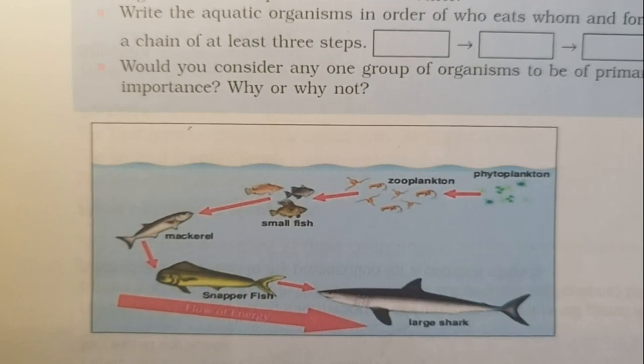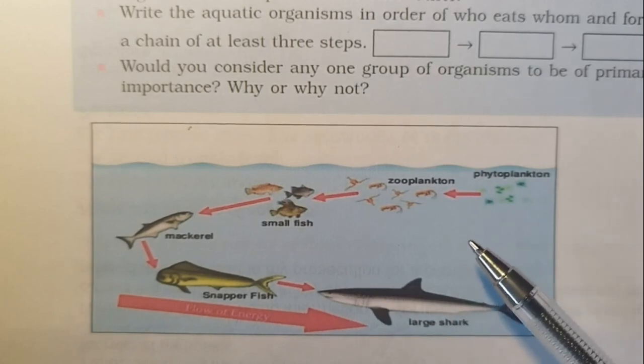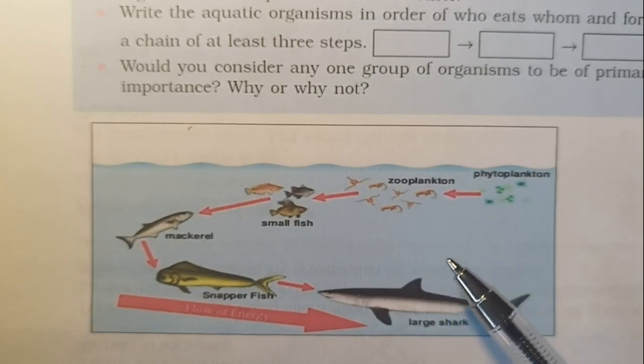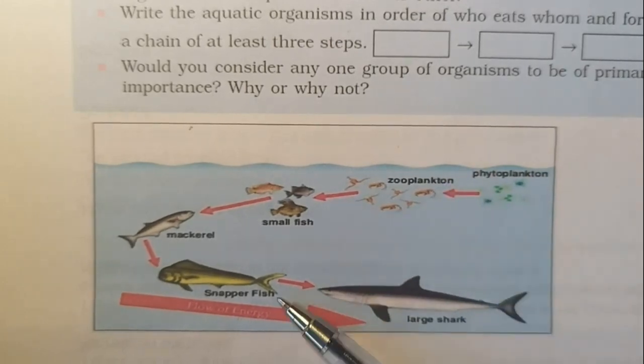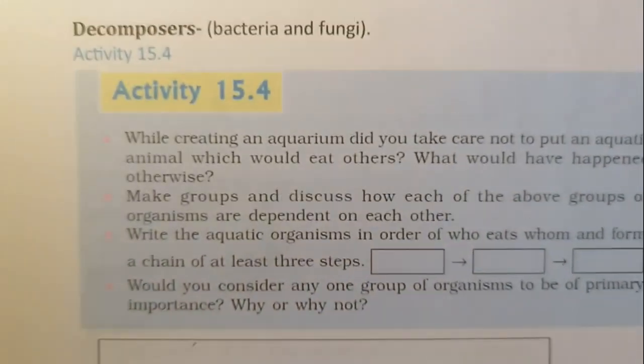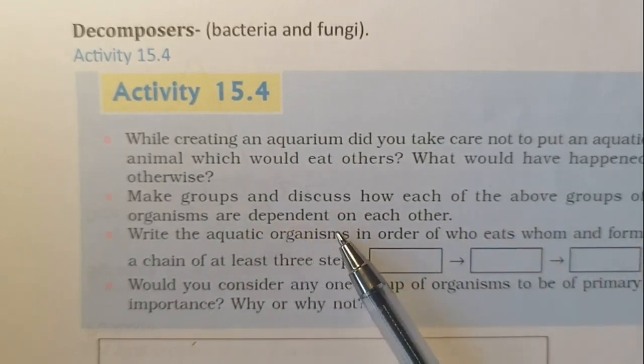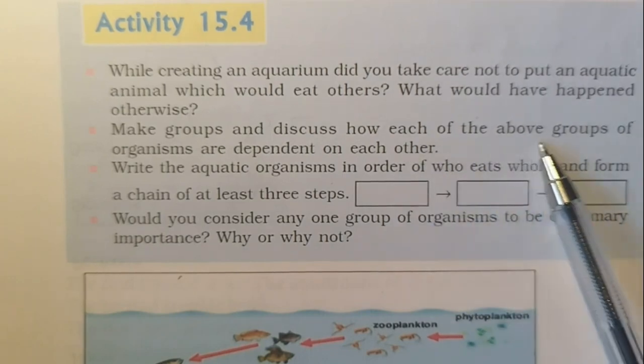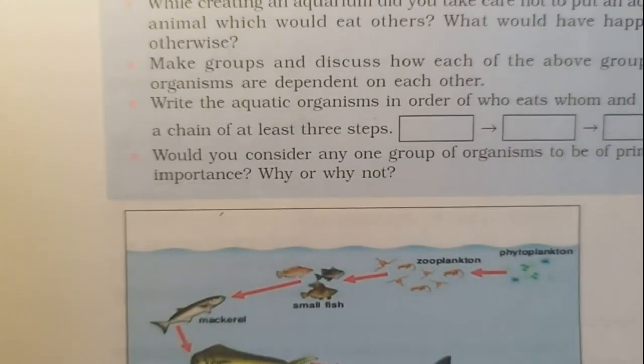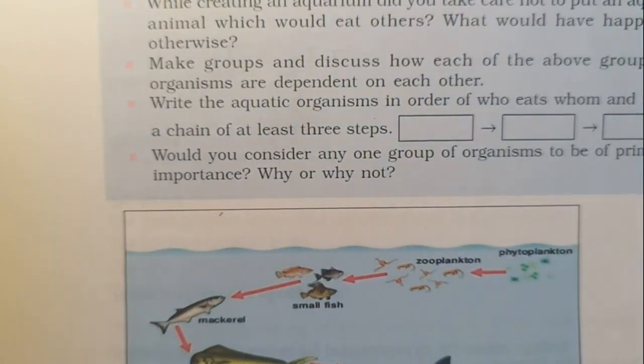Or you can use some plants in the aquarium that will generate some food, generate oxygen, take away carbon dioxide, and take away the ammonia and nitrates that are produced. So depending on which type of aquarium you're making, the cycle, the food chain will depend on that. So they want us to consider how the organisms are dependent on each other in the aquarium. I've shown you in the last lecture as well.